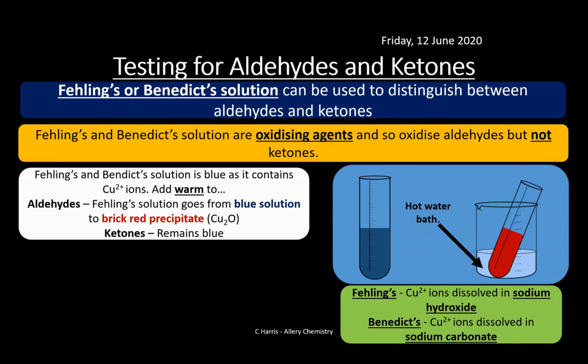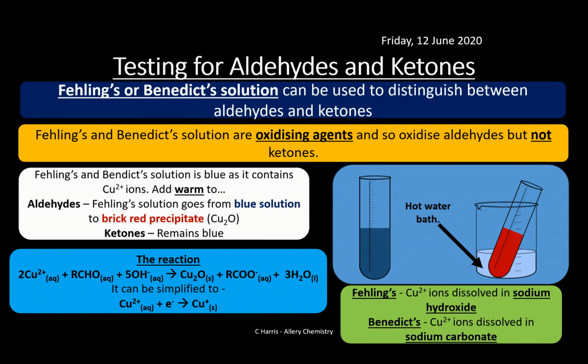Now, the main difference between Fehling's and Benedict's is that in Fehling's, the copper 2 plus ions are dissolved in sodium hydroxide solution, and Benedict's is the same ion, still blue, but it's dissolved in sodium carbonate. So that's the only difference that you need to know. But the test is the same. The outcome of the test is the same.